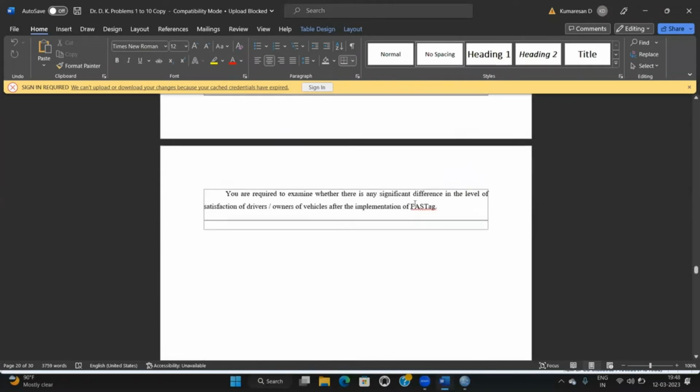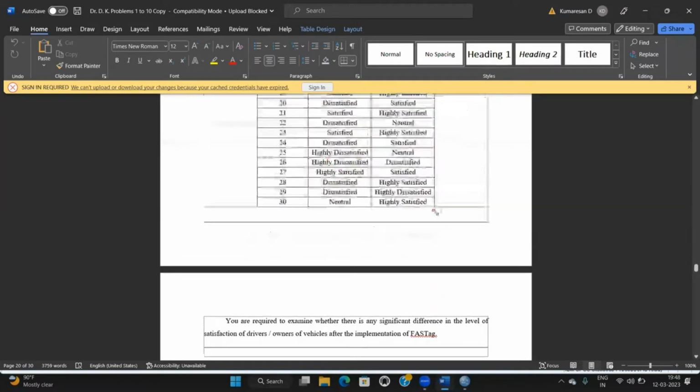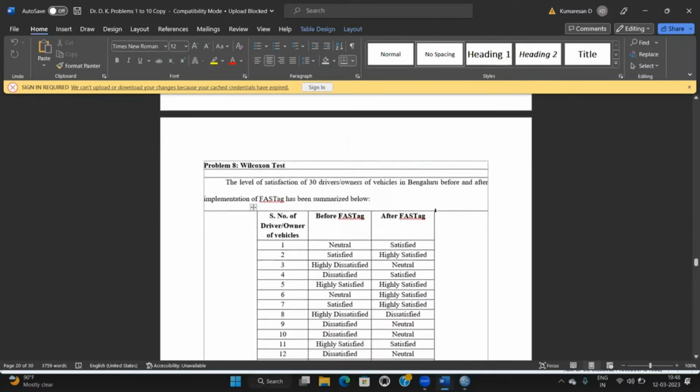You are required to examine whether there is any significant difference in the level of satisfaction of drivers or owners of the vehicles after implementation of FASTag. The FASTag is implemented. So we are not required to wait in a long queue at the toll plaza.